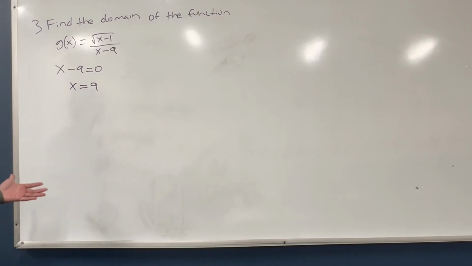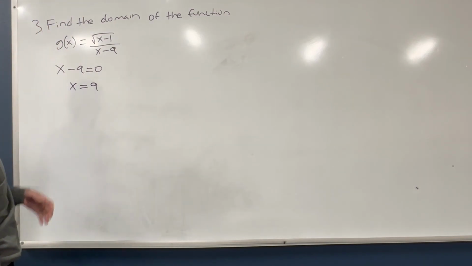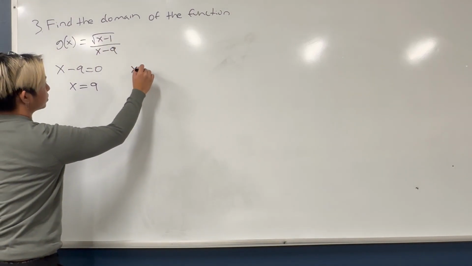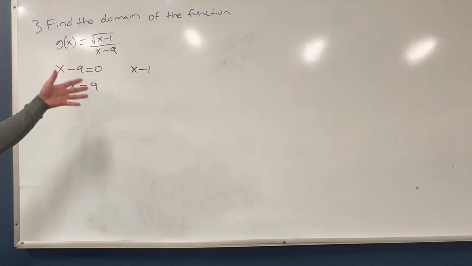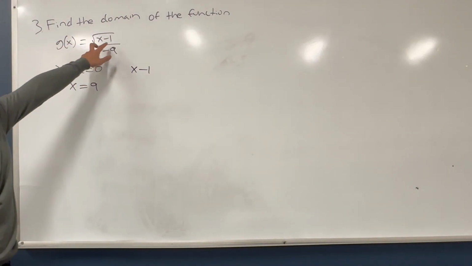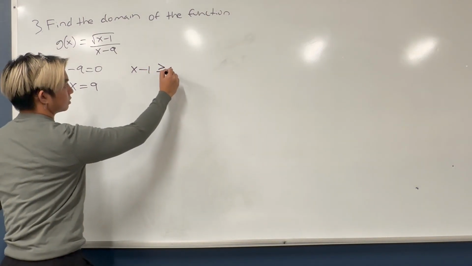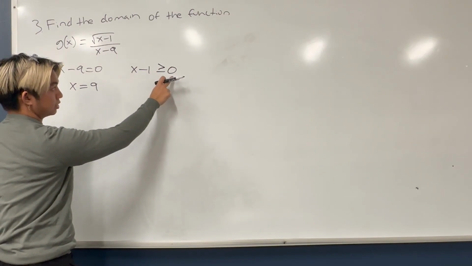Cool. But we're not quite done yet, because what do you notice about the function? We have a square root, so we take the inside of the square root, x minus 1. For square roots, we know that we can't have a negative number on the inside. So our setup is going to look like this: x minus 1 is greater than or equal to 0.